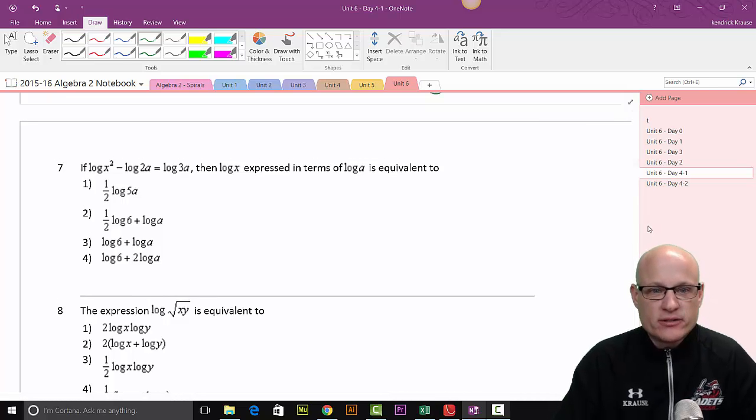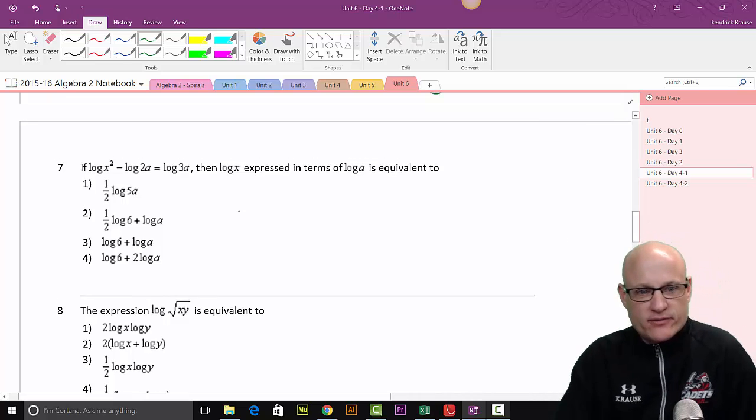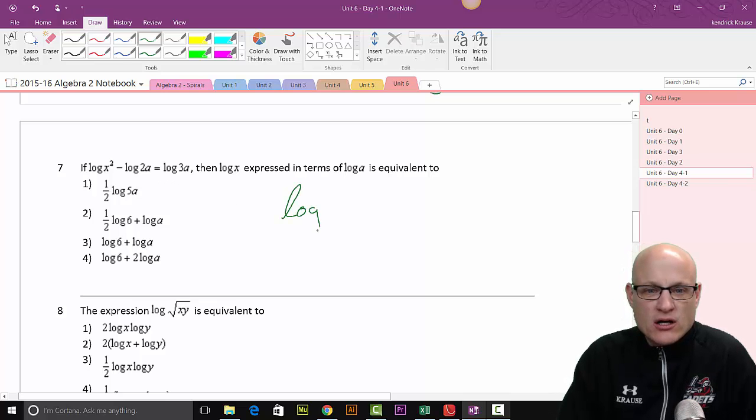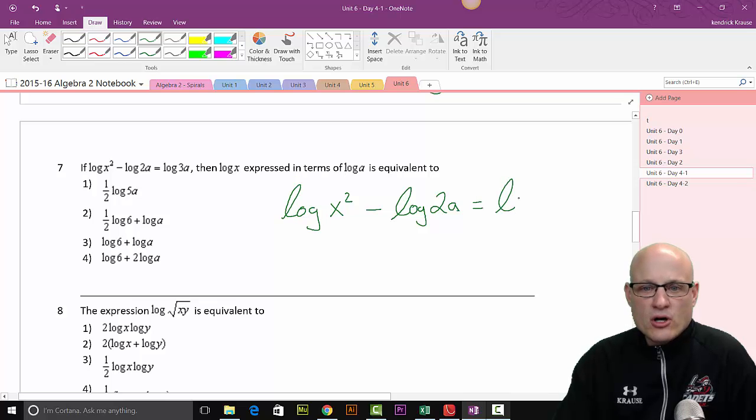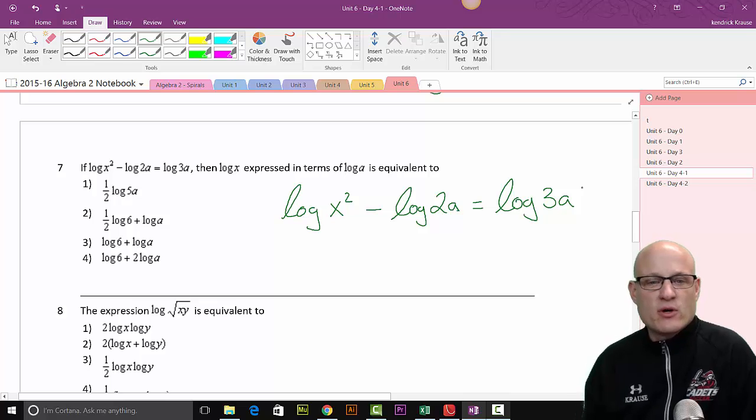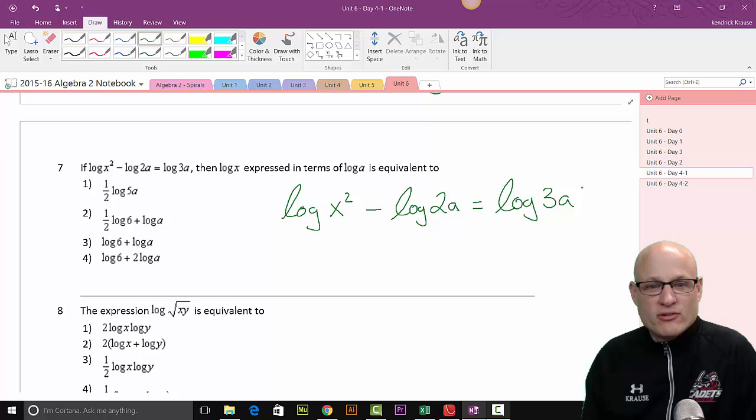What the hell is going on with this thing here? That's a crazy problem. Let's take a look at this. So we got log of x squared minus the log of 2a equals the log of 3a. And what are they asking for us? They want log x in terms of log a.